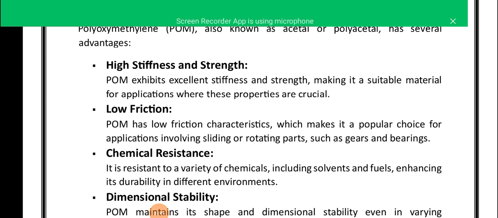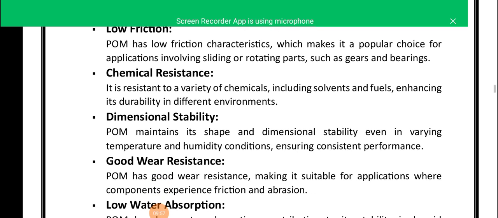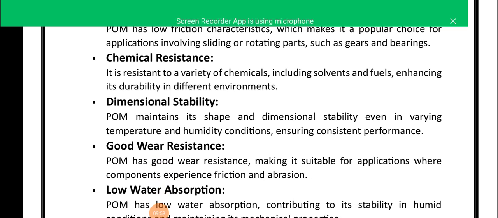It has low friction characteristics, which make it a popular choice for applications involving sliding or rotating parts like gears and bearings. It is chemical resistant. As we know, polyoxymethylene is resistant to a variety of chemicals, including solvents and fuels, which enhances its durability in different environments.